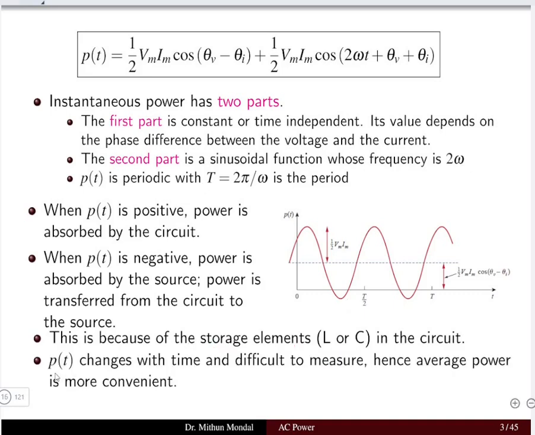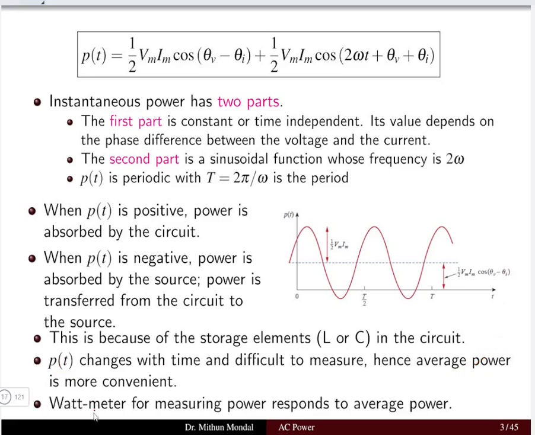Now the instantaneous power changes with time. So it is a function of time and it changes with time, and therefore it is very difficult to measure. So each and every instant of time the instantaneous power is changing. So it is difficult to measure. So we don't go by instantaneous power, rather we take one more term, that is the average power, which is more convenient in measuring the power quantity. So we are not measuring the instantaneous power, we are measuring the average power.